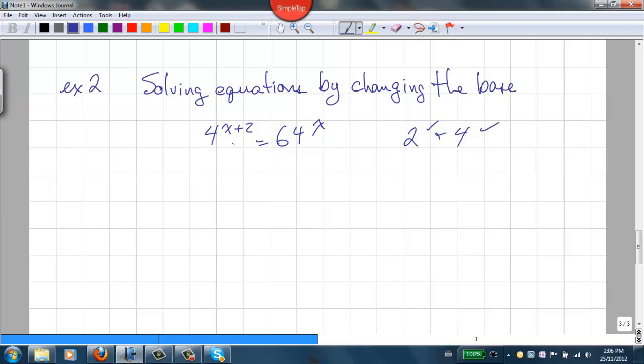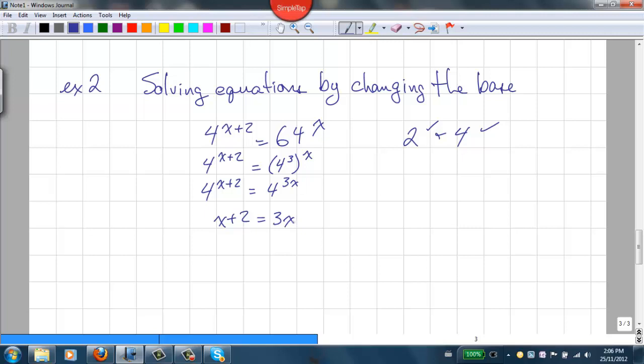So if we're using base 4, then we still have 4 to the x plus 2 over on the left, but when we rewrite the 64, we're going to rewrite it as 4 to the power of 3 raised to the power of x. Now, the power of power laws, the right-hand side becomes 4 to the 3x. And since the exponential equation is equal and the bases are equal, then we can make the exponents equal. We can equate the exponents and say that x plus 2 must be equal to 3x.